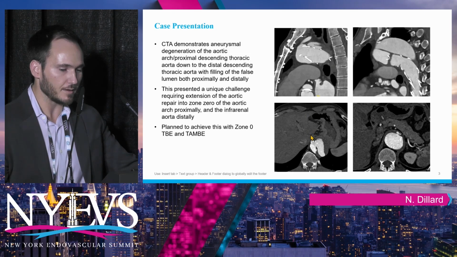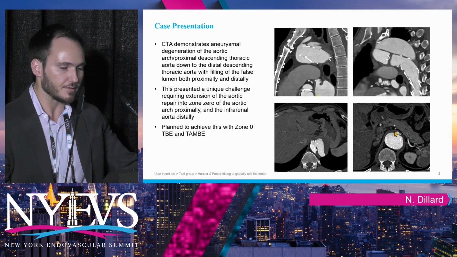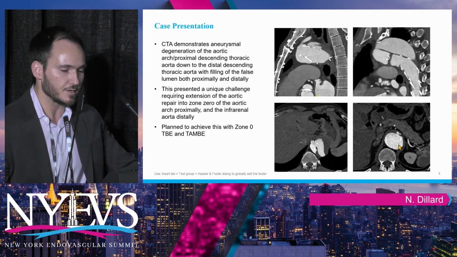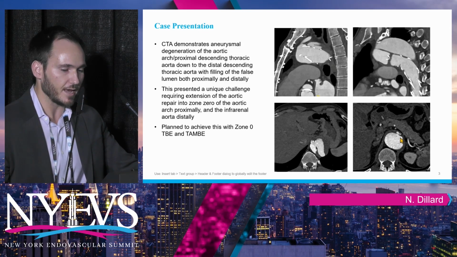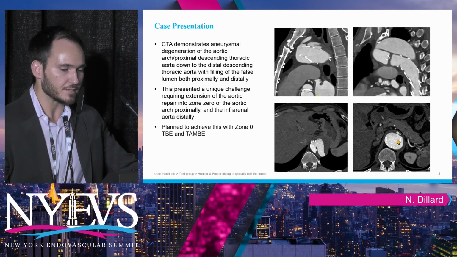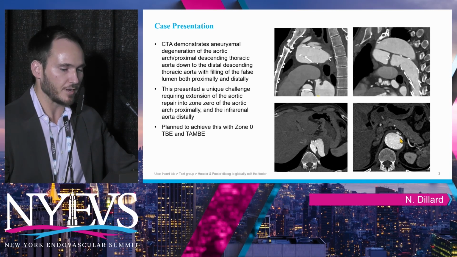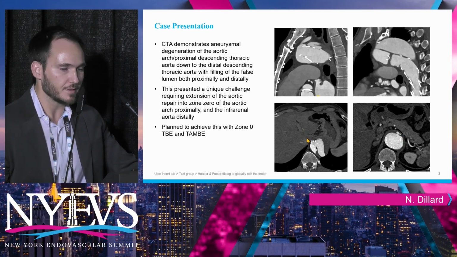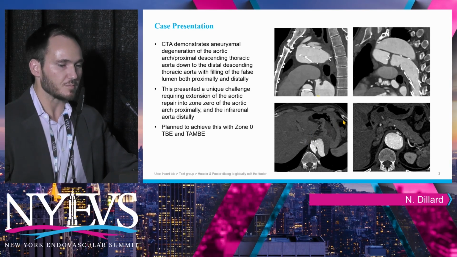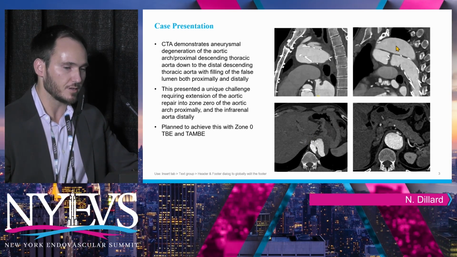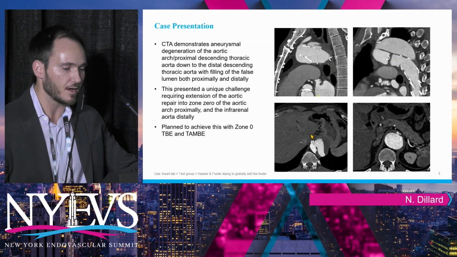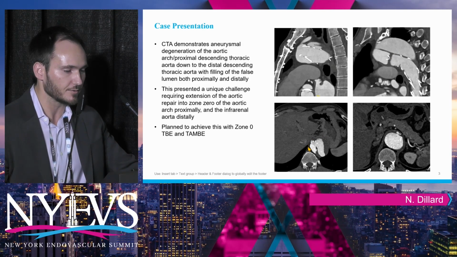On the bottom right, you can see that the aneurysmal degeneration extends down to the takeoff of the celiac. The splenic artery and the left gastric came off the aorta separately. The aneurysm was about 6 centimeters proximally in the arch and proximal descending thoracic, as well as in the distal descending thoracic.